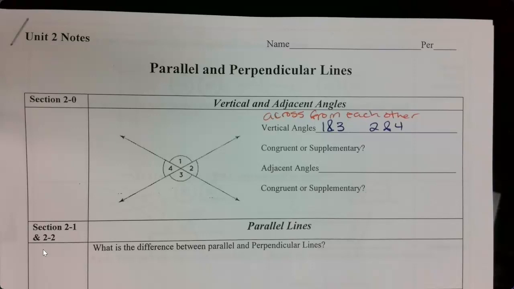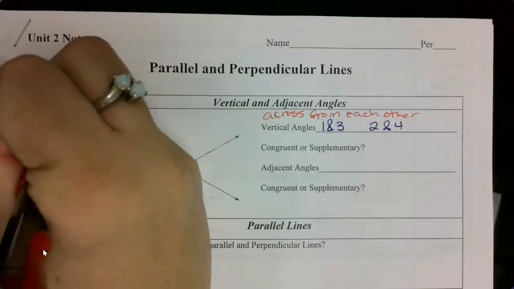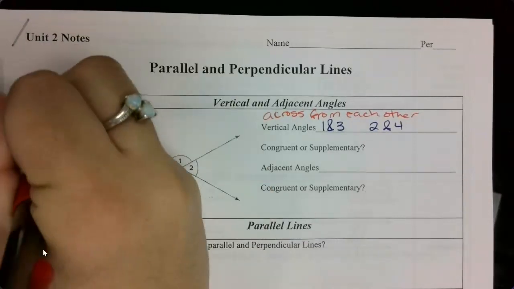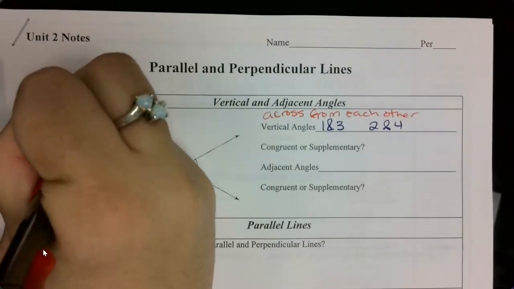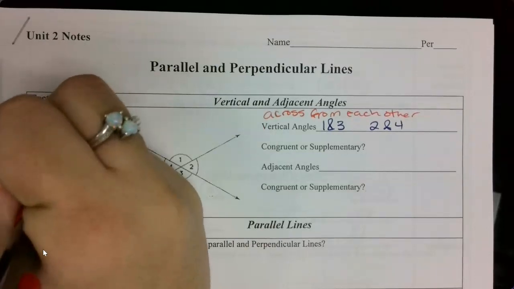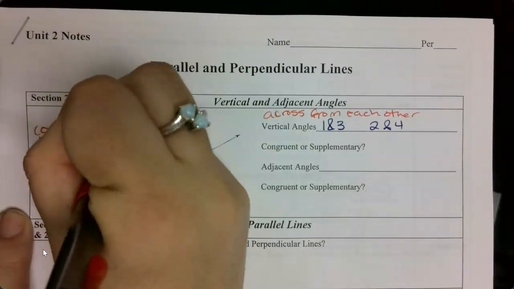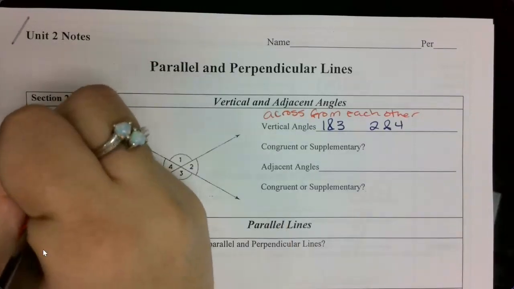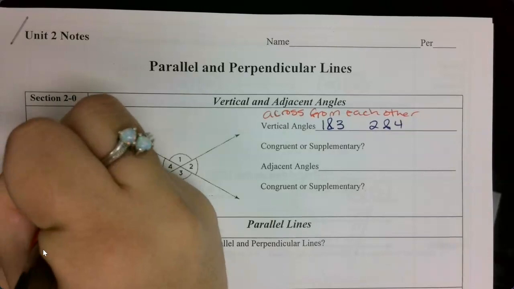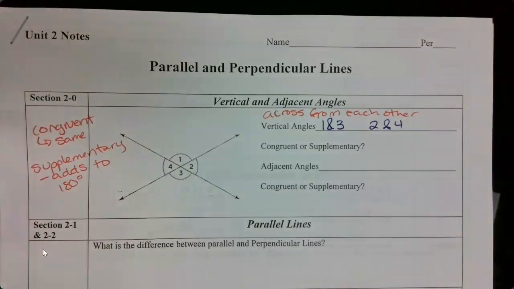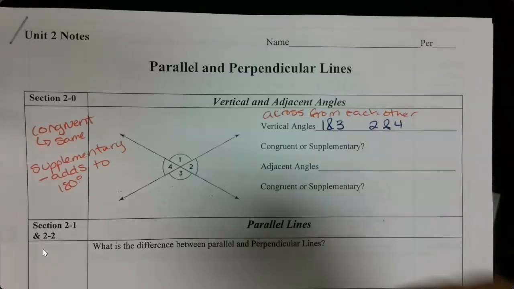Okay. Are these angles congruent or supplementary? So what does congruent mean? And supplementary? Not quite. Remember, supplementary means adds to 180. So, if I look at the angles 1 and 3, are those the same angle measure, or are those going to add to 180? They're the same angle measure.